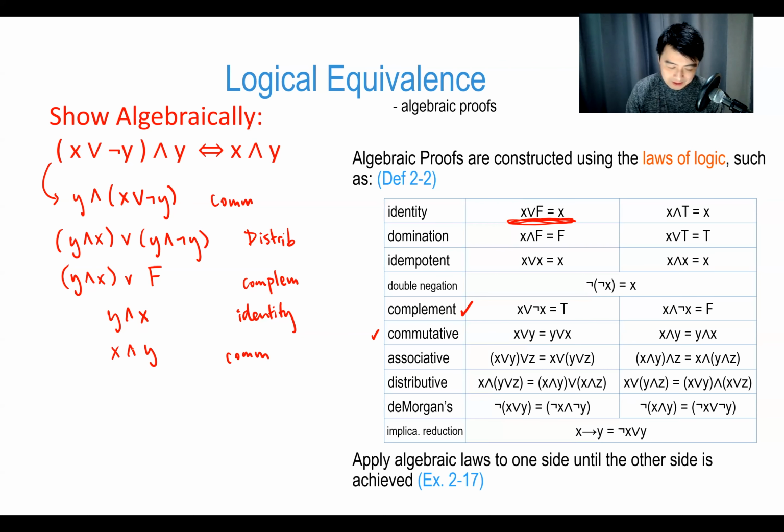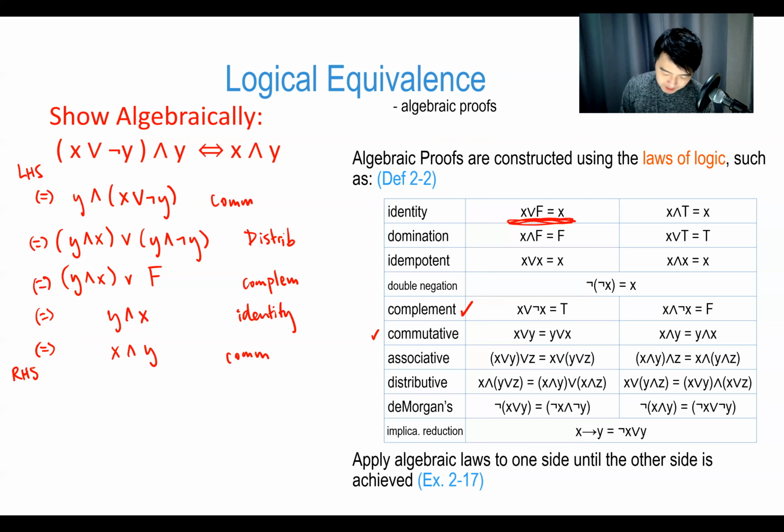Now I should point out that every step that I took here from the left-hand side, I had equal, equal, equal, equal. So these are all logically equal. So I find that ultimately the left-hand side is logically equal to the right-hand side. And that's how I can show that these two are logically equal to each other.